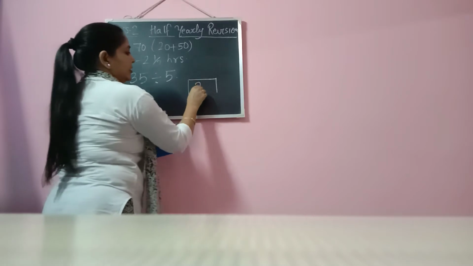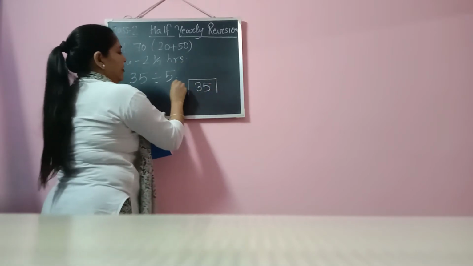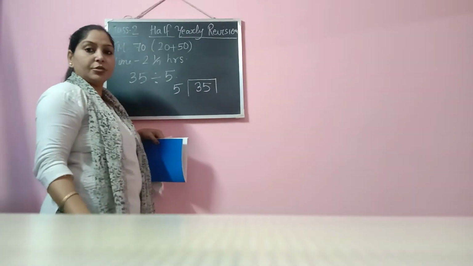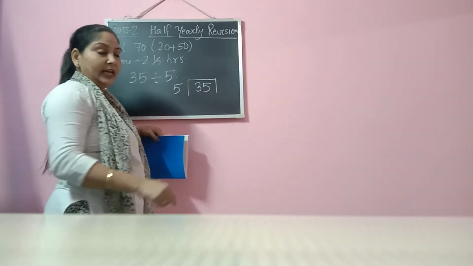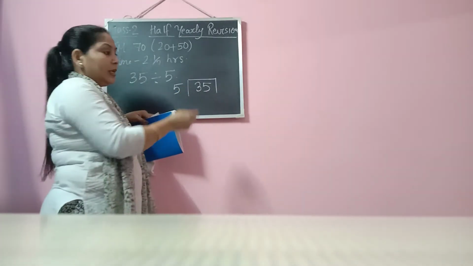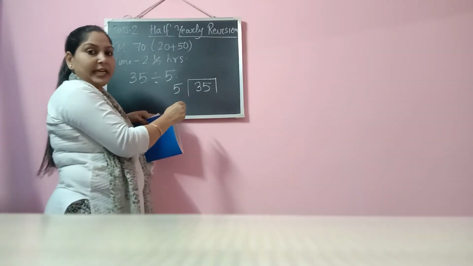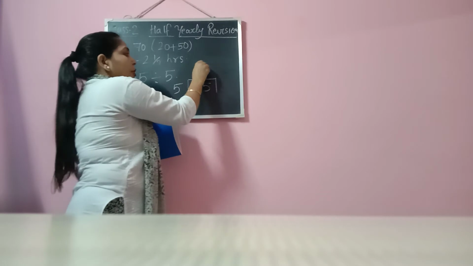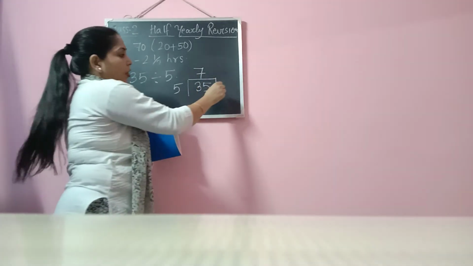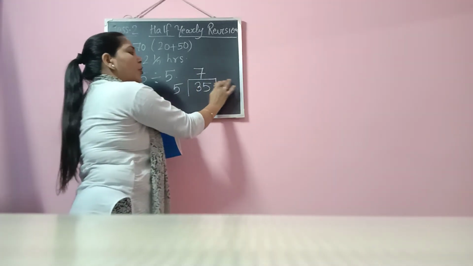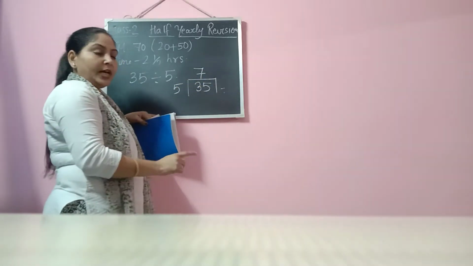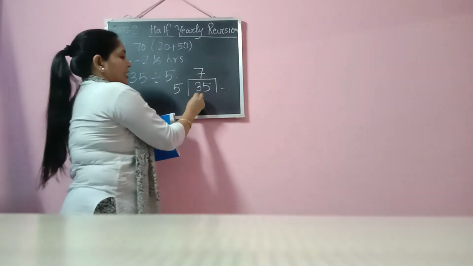Okay, like this. 5 is the divisor, 35 is the dividend, and then we will do the sum. So in 5's table, we will recite the table of 5. In 5's table, 35 comes at 7 times. You can write the quotient over here, or else you can write here also. Both are correct. There is no hard and fast rule that you have to write here or here only. Okay, so 5 sevens are 35.